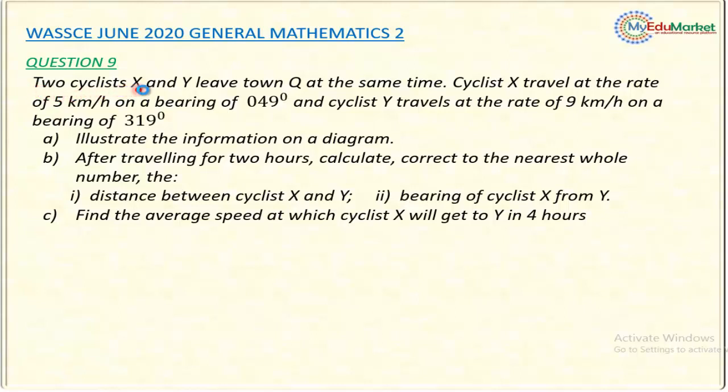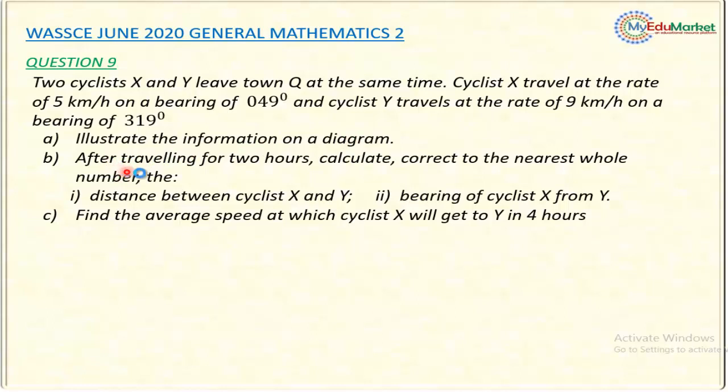Two cyclists X and Y leave town Q at the same time. Cyclist X travels at a rate of 5 km per hour on bearing 049 degrees, and cyclist Y travels at a rate of 9 km per hour on bearing 319 degrees. Now the questions: A. Illustrate the information on a diagram.